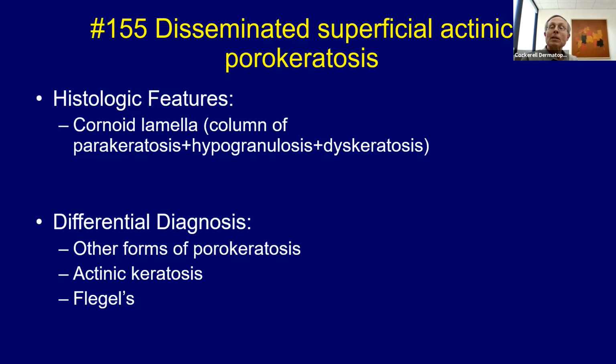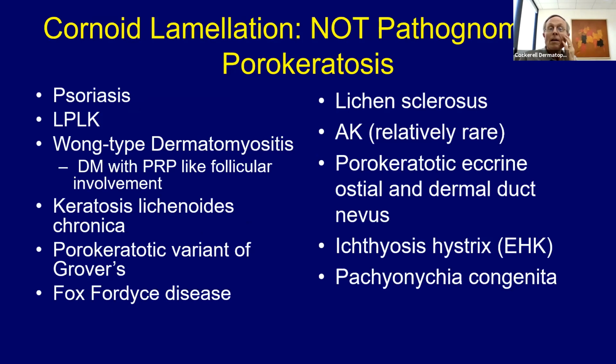Yeah, so Drew said he didn't see much dyskeratosis, and you don't have to see a lot. Sometimes you do and sometimes you don't. So again, don't throw that out if it's not present. Okay, so these are some situations where you can get cornoid lamellae, but it's not poro.